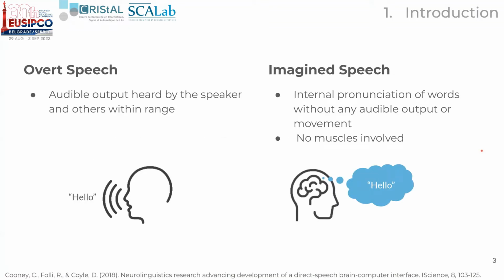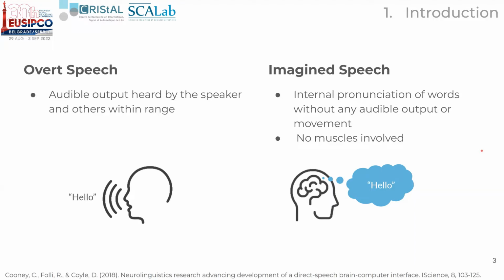So we humans are capable of producing different kinds of speech. We call overt speech the auditive output we create after articulating, moving muscles, and directing air through our vocal cords. But we can also speak without involving any motor actions, with no muscles, no articulations. This speech is voluntary. We call it imagined speech.